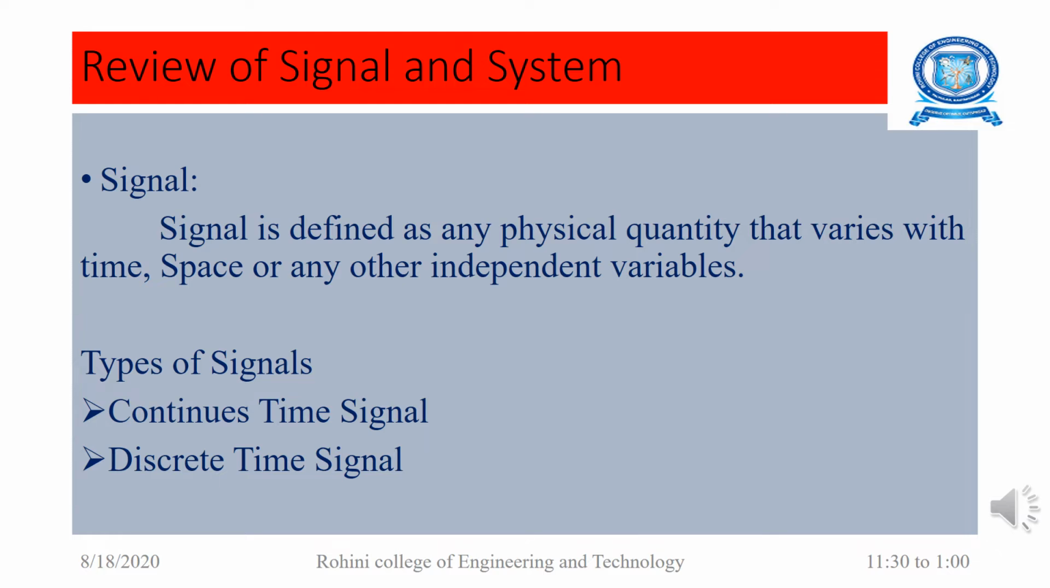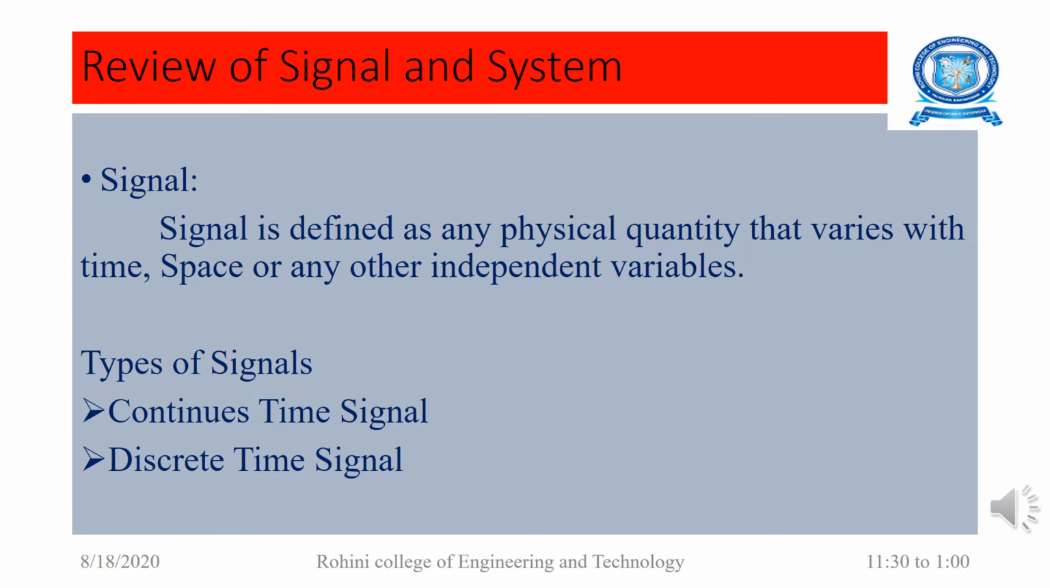Your first topic in the first unit is review of signals and systems. In this review, we are going to see a short introduction to signals and systems. So first is the signal. A signal is defined as any physical quantity that varies with time, space, or any other independent variable. So a signal is defined as any physical quantity that varies with time, space, or frequency, or any other independent variables.